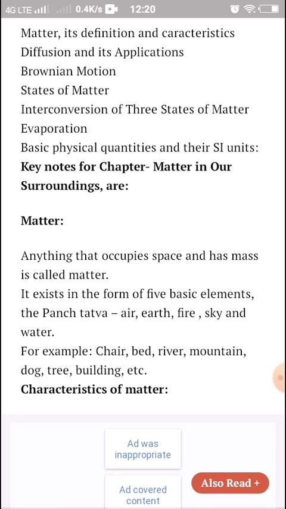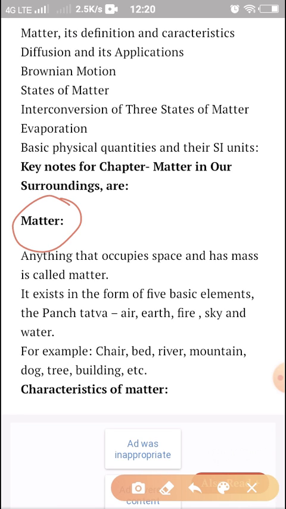So now let us learn what is matter. You might have said, "What's the matter?" You speak these words, right? What's the matter now? So matter is something that kind of triggers you, right? Anything that occupies space and has mass is called matter. We are also matter, and the table on which you're studying, the bed on which you lie. These are all matter because they occupy space and they have mass also, right?